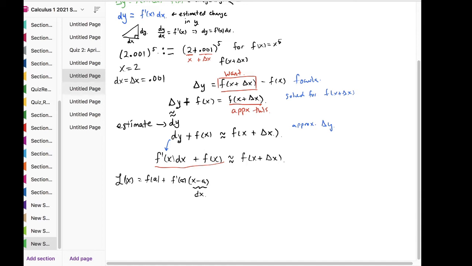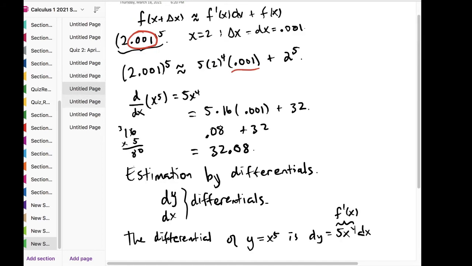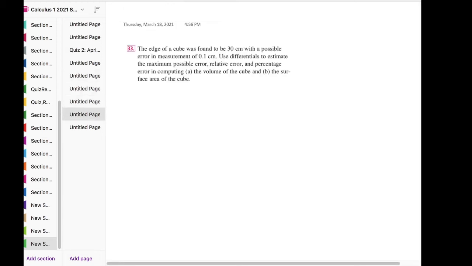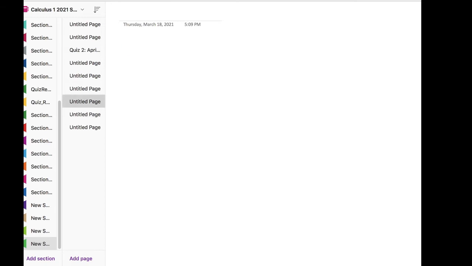Okay, so let's continue. This was a nice review of some differential stuff. So let's do some more differential types of questions.